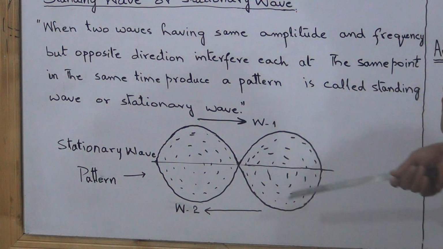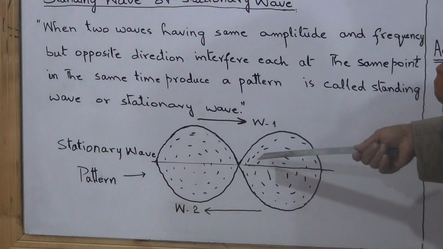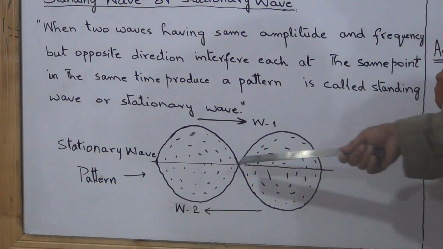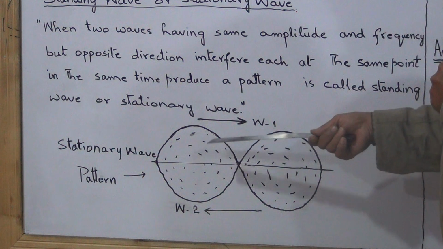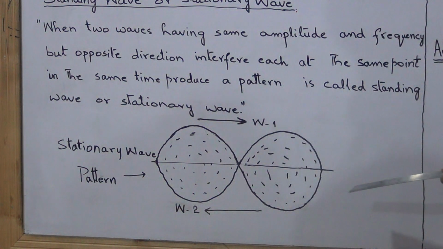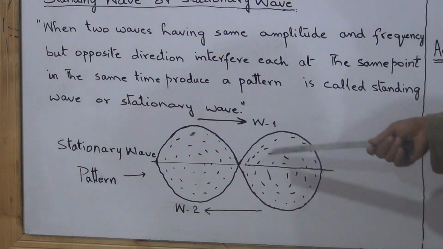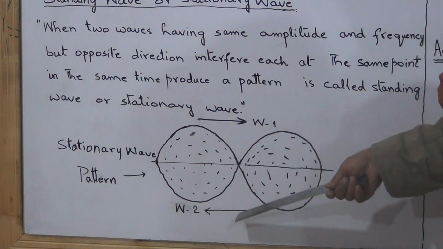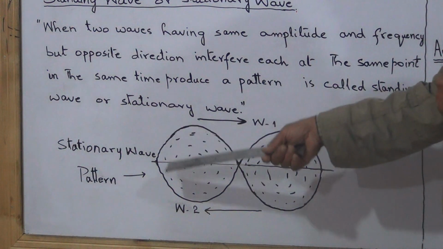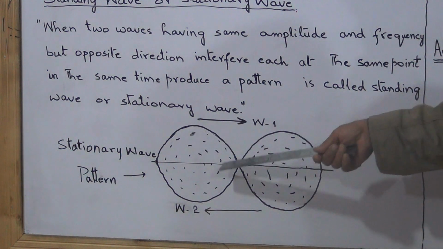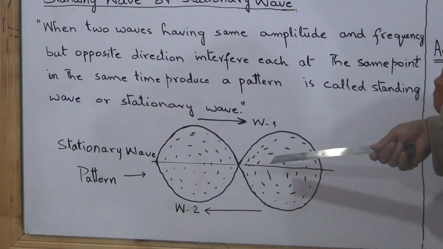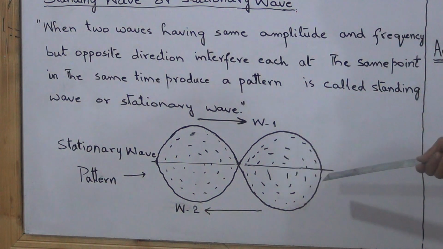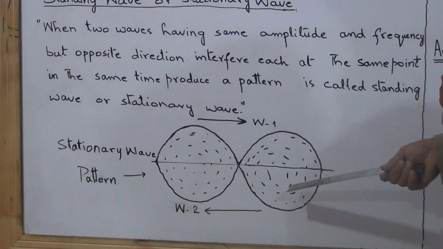This wave can also be produced by one source. When one wave is incident and the other wave is reflected, both interfere with each other because their frequency and amplitude remain the same but the direction is opposite. When they interfere, they produce this pattern. This is a standing pattern. This is a not movable pattern. It is known as a standing wave or stationary wave.